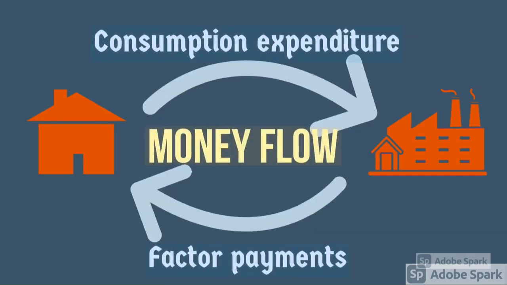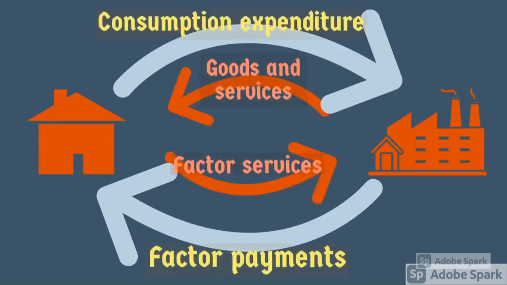Factor incomes, rent, wages, interest and profit, flow from firms to households as reward for their factor services. Similarly, when households spend their incomes on purchase of goods and services, money flows back to the firms as consumption expenditure of households. These are money flows. Together, the real flow and the money flow represent the circular flow of income. It gives us all major exchanges between the economic agents.